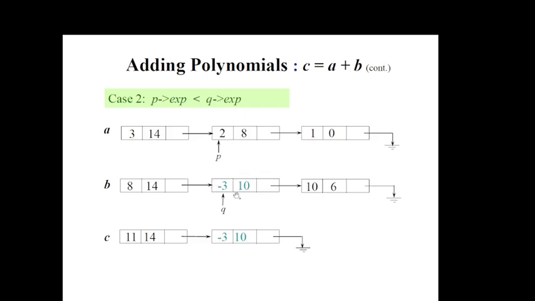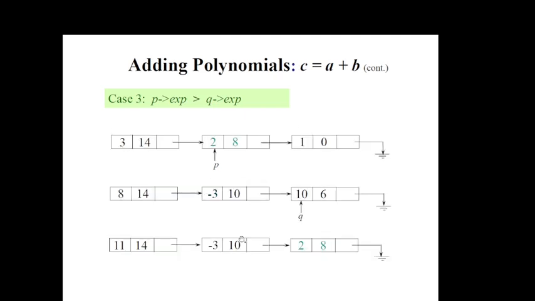If that is the case, then you copy this and put it here, and then you move your pointer q to the next node. Here, let's say again in case 3, p exponent, which is 8, is more than q exponent, which is 6. So in that case you just copy this and put it here like that.